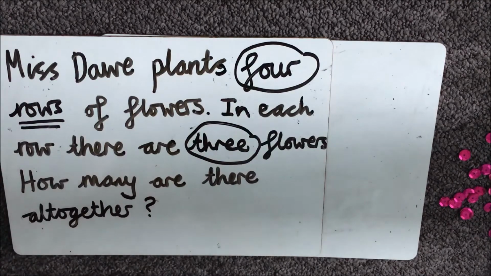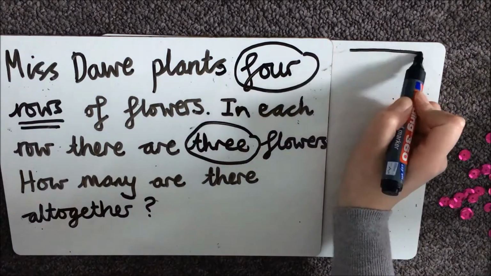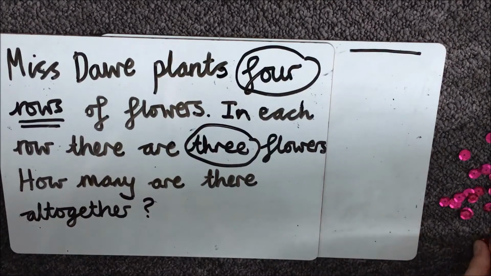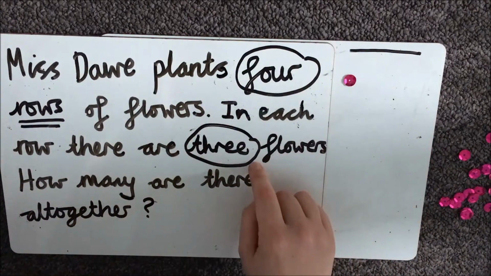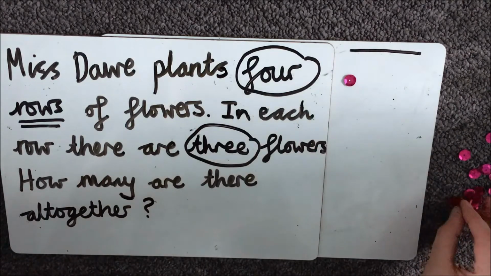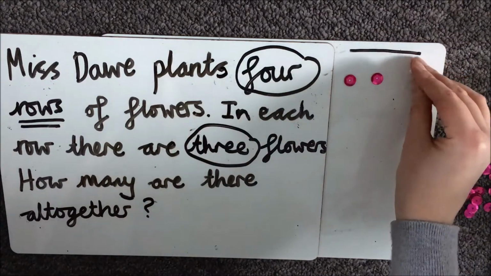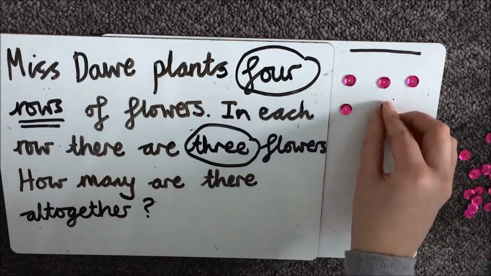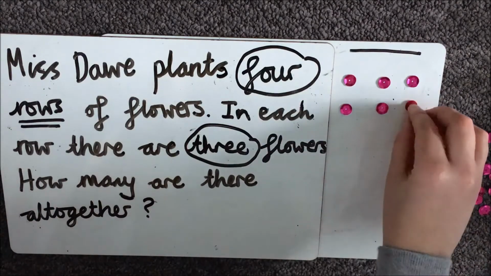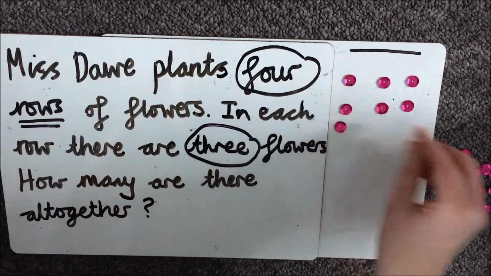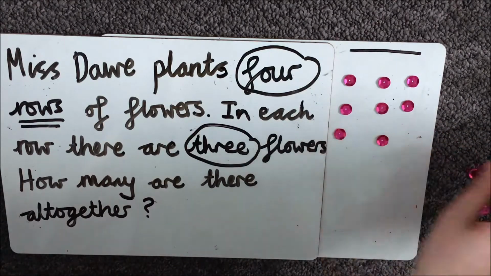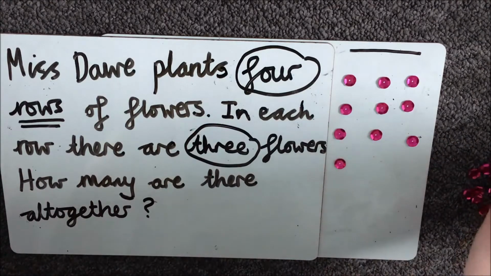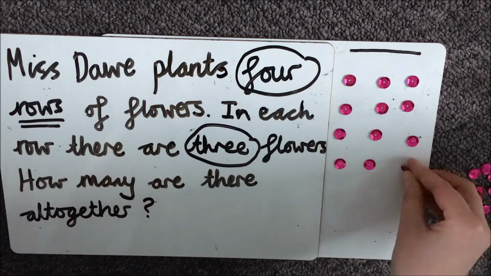So 4 rows. So I now know my rows. I need to make like 4 lines of them going across. Let's do that. So I've got 1 line of 3 because it says I have 3 flowers on every row. 1 row of 3 flowers. How many rows do I need? 4. 2 rows of 3. 3 rows of 3. 4 rows of 3. What do you think? Does this match the word problem?